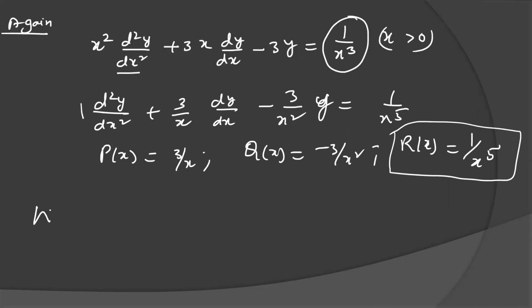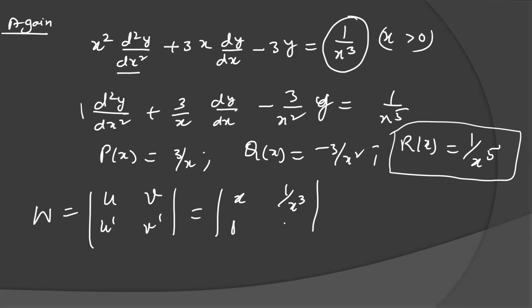So we will try to find the Wronskian now. The Wronskian is u, v, u dash, v dash. u is x, v is 1 over x cube. The derivative of x is 1. And the derivative of 1 upon x cube is minus 3 over x to the power 4.